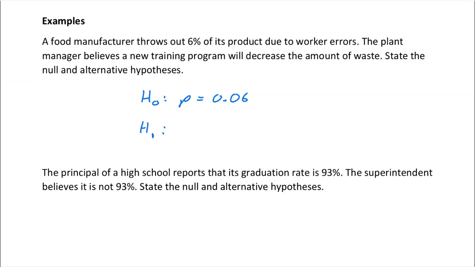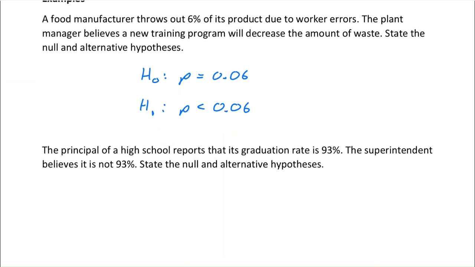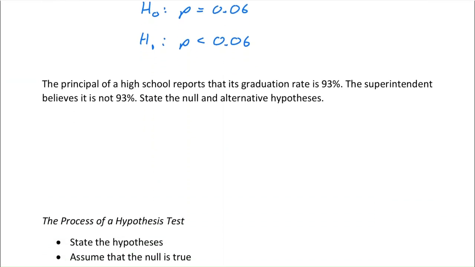So they run the program. Maybe 3-6 months later, they take another sample, or they look at their data to see what's changed. And they're believing that that new proportion now is less than 0.06, that they've made a difference in decreasing the amount of waste. So those would be how we'd write the two hypotheses. Just by coincidence, I didn't necessarily mean to, but another proportion problem. The principal of a high school reports that its graduation rate is 93%. The superintendent believes it's not 93%. State the null and alternative hypotheses.